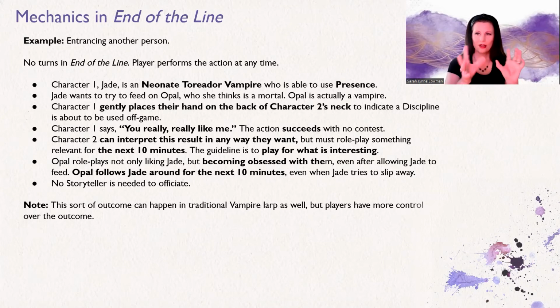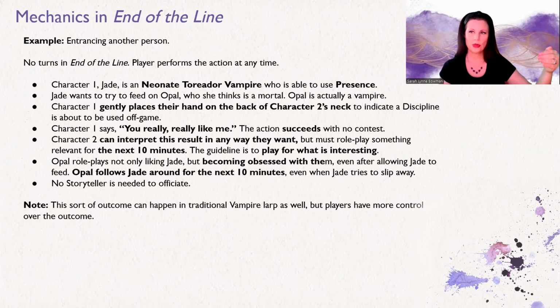Now, normally this would cause all sorts of mechanics to activate, where they have to have these pools that they compare, as we discussed in the traditional LARP video. In this case, character 1 gently places their hand on the back of character 2's neck to indicate a discipline is about to be used off-game. So this is an off-game signaling system. This is not meant to be intimidating per se, but it is visceral. There is an experience of pressure on the neck. And character 1 says, "You really, really like me." And this is an off-game signal that says that Presence is being used or that some sort of discipline is being used. And the action just defaults to success, no contest.